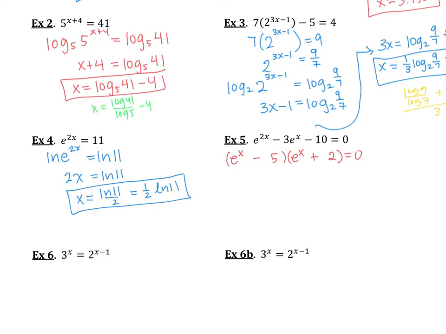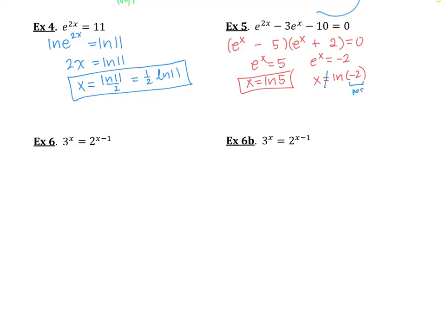Okay, if I set each of these equal to 0, then I would get e to the x equals 5, e to the x equals -2. I'm going to solve both of these because it looks like I'm going to get 2 answers. I'm going to do natural log. Okay, now before I continue, the natural log of 5, that's a good answer. The natural log of -2 is no good because this has to be positive. So it's not true that x is ln of -2. My only solution is going to be ln of 5.